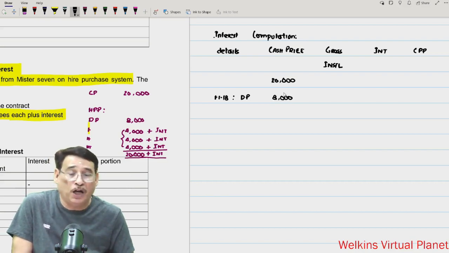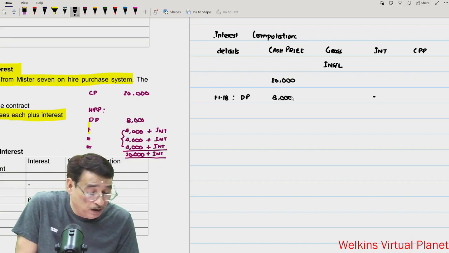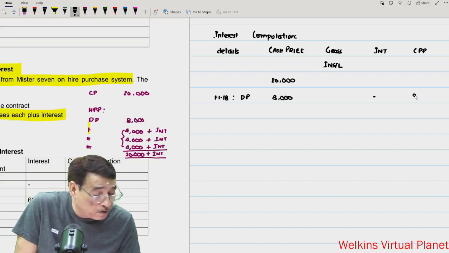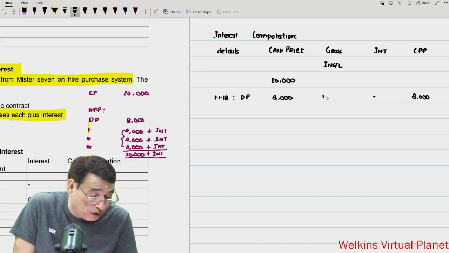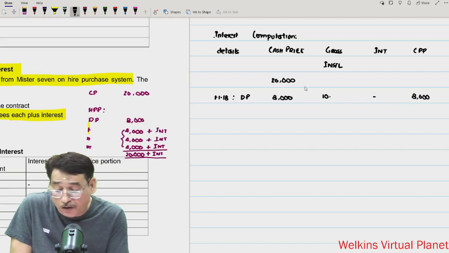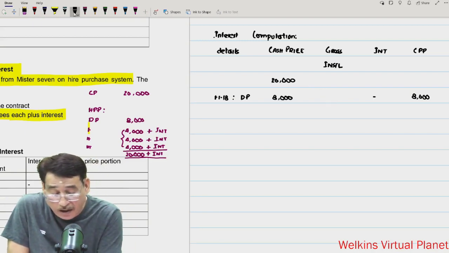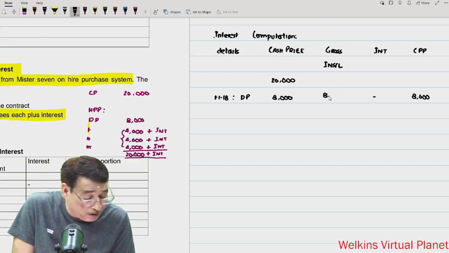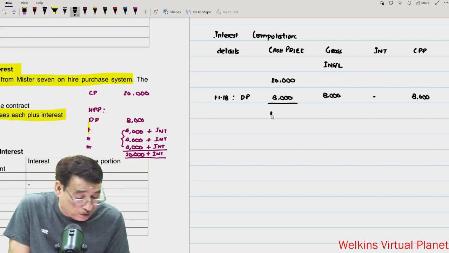I have told you now, the down payment does not contain any interest element. This payment is always for the cash price portion, and interest plus cash price portion will form the gross installment. So our gross installment is actually 8,000. Correct? Gross installment is also known as zero installment. After subtracting 8,000 from 20,000, we are left with 12,000.